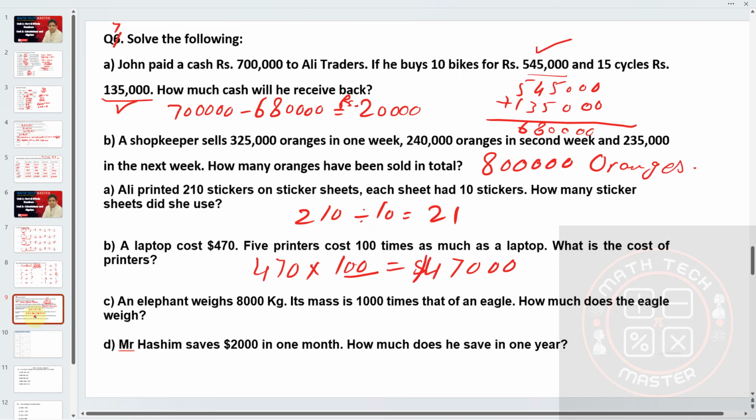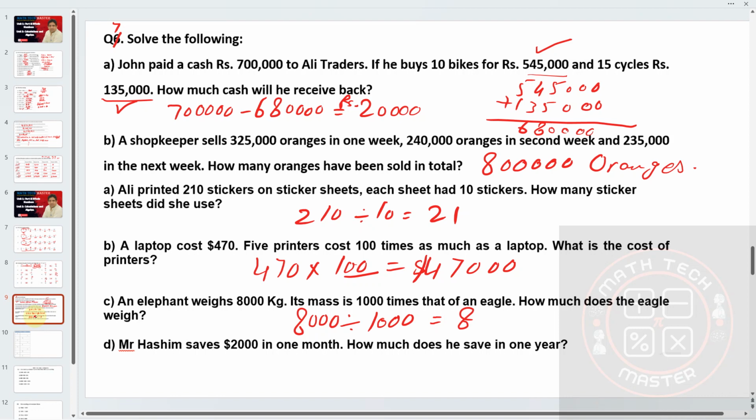$47,000. An elephant weighs 8,000 kgs. Its mass is 1,000 times that of an eagle. So it means the mass of the elephant is 8,000 and the eagle's mass is 1. Okay, but the elephant's mass is 1,000 times the eagle. So the eagle is smaller now, so we will divide for going to the smaller unit. How much does the eagle weigh? Obviously 1,000, 8,000 divided by 1,000 is equal to 8.